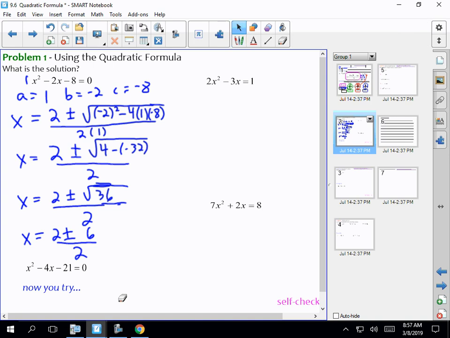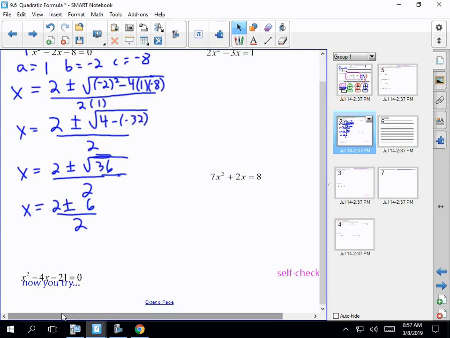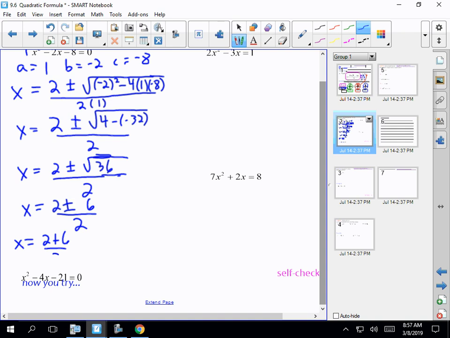So we have two different answers here. We have x equals 2 plus 6 over 2, or x equals 2 minus 6 over 2. Did you see how I got the 36 here? That's all the stuff under the radical, just doing the arithmetic. And the square root of 36 happens to be a whole number. It's 6.